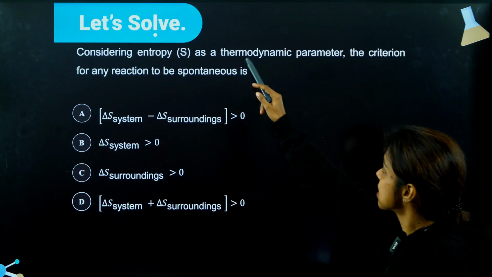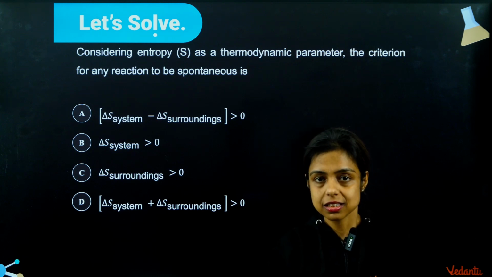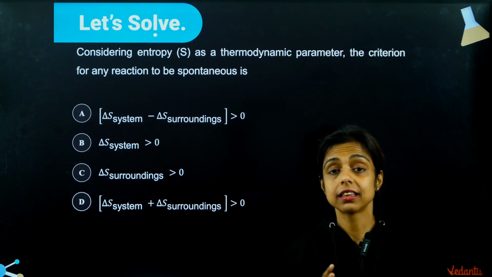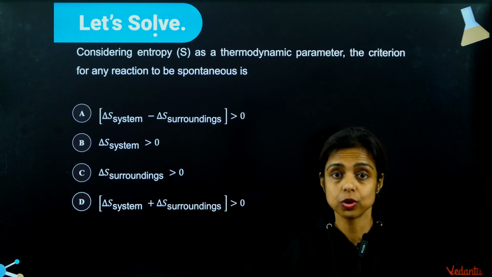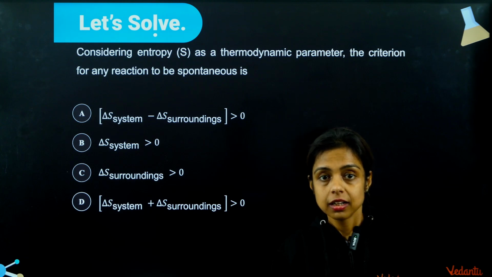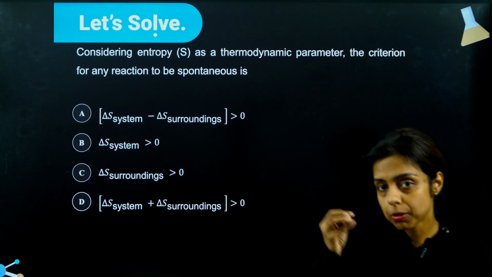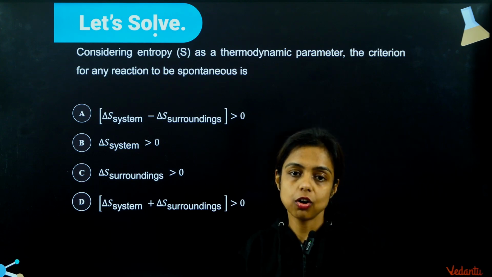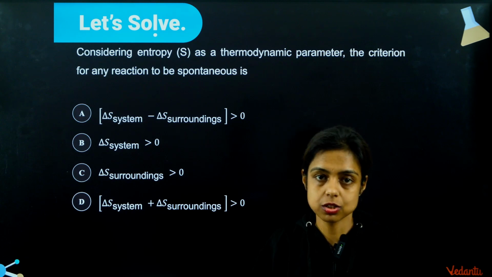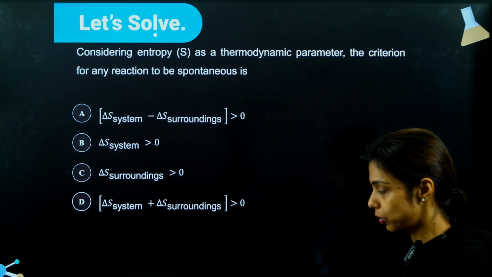Considering the entropy as the thermodynamic parameter, the criteria for the spontaneity of a reaction. Okay, guys, this is about the second law of thermodynamics. For a spontaneous reaction, the entropy of the universe should increase. Yes, this is what your second law of thermodynamics is. Entropy of universe matlab entropy change of surrounding plus entropy of system. System plus surrounding, that should be increasing in the process, then only it will be spontaneous. So कौन सा आंसर आप मार्क करोगे?